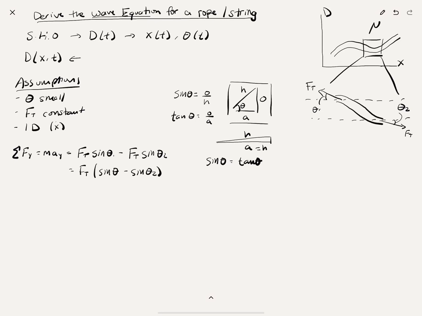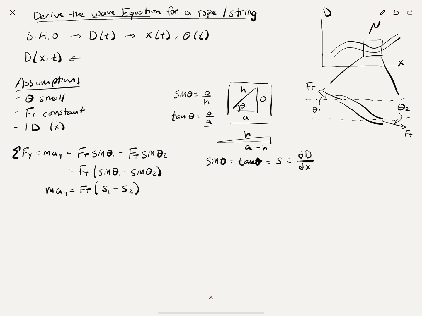And we know that tan theta is just opposite over adjacent, which is a slope. So we can rewrite this as the slope of our rope at some position. So we can go ahead and fill that in over here. We have the slope at point 1 minus the slope at point 2. So the slope, just to be really clear, is the change in the displacement over space. All right, so that equals the mass times the acceleration in the y direction.